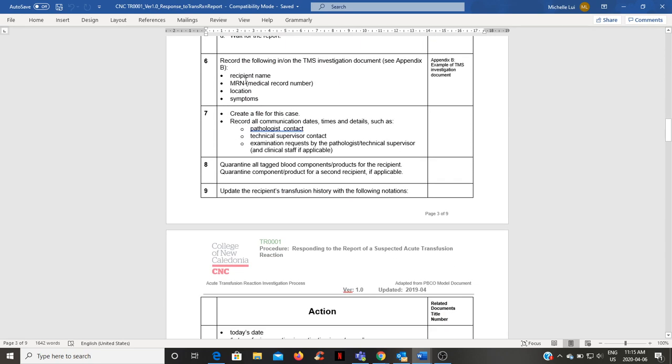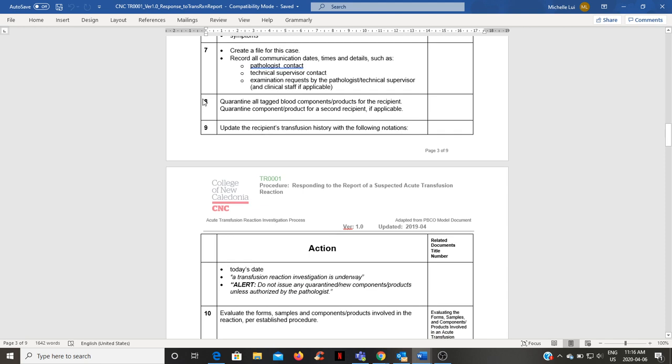And what are we doing here? Basically, this is where we're starting our investigation. We're making a worksheet. So record the following on the investigation document. So name, identifiers, location, symptoms, create a file, record all communication details. At this point, we haven't called a pathologist. That hasn't been triggered.